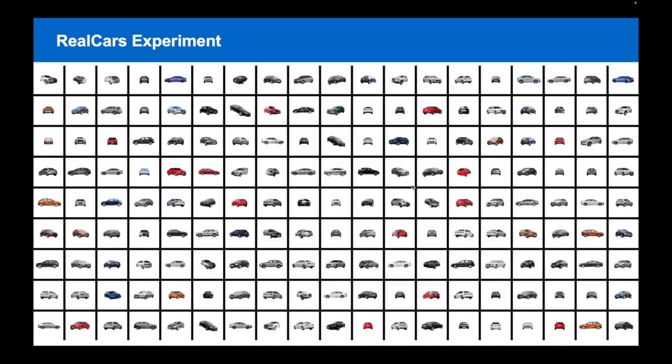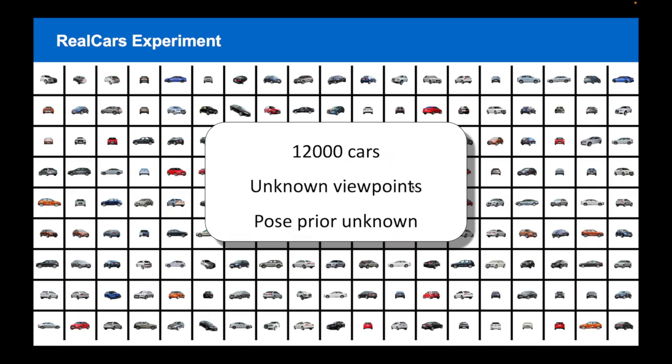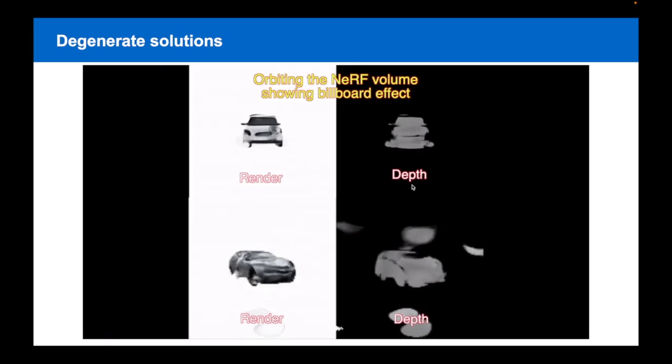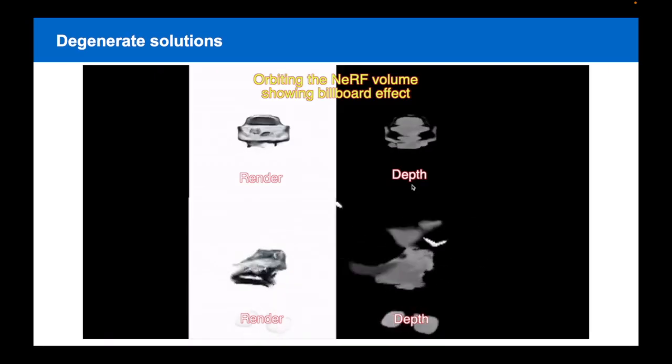We also test our method on a dataset of real car images. Here we do not know the pose prior, and this can cause problems with training because we don't know the correct camera pose distribution to sample from in phase 1 of training. And this causes degenerate solutions such as billboard effects and floaters.